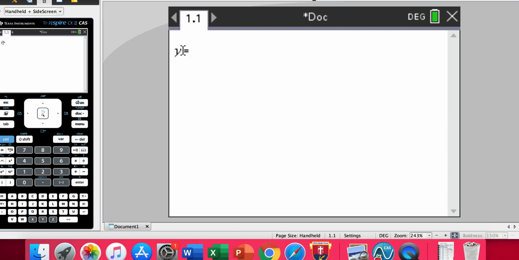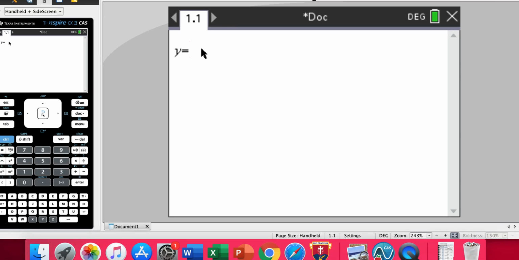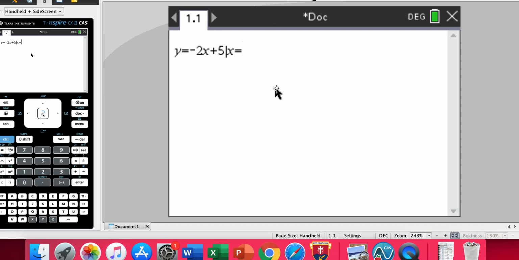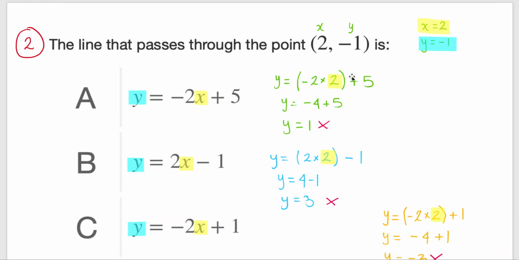equals -2x plus 5. So -2x plus 5, and I'm going to solve this one when x is equal to, what is it? Is it 2 or -2? I don't remember. When x is equal to 2. And then I get that y is equal to 1. That was the same answer that I got here. Therefore, that's not the answer.